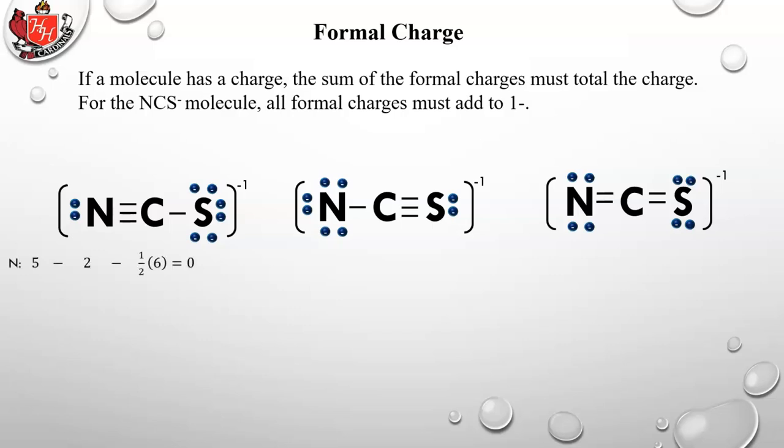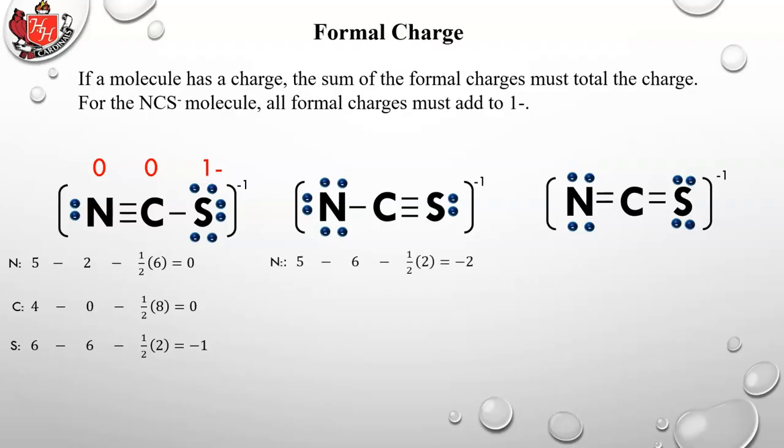So nitrogen has 5 valence electrons in its natural state. It has 2 lone pair electrons here, and it has 6 bonding electrons. That's what the 3 lines mean, and you take half of those. So it's half of 6, that equals 0. Now we'll look at the carbon, and it's 4 in its natural state, no lone pairs there on the carbon, and half of the 8 bonding electrons. You add those up, you get 0. Sulfur has 6 valence electrons in its natural state, minus the 6 lone pair electrons you see there, and half of the bonding, which is half of 2, and that equals -1.